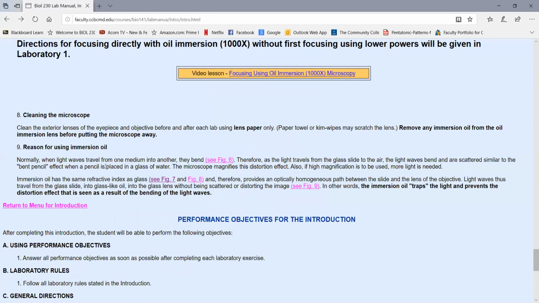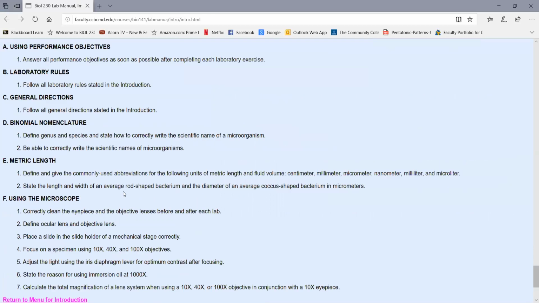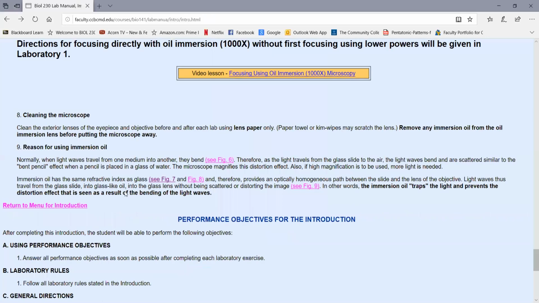And so that takes care of the introduction to our lab manual. And don't forget, you do have several testable objectives under here that could appear on the first lab quiz.